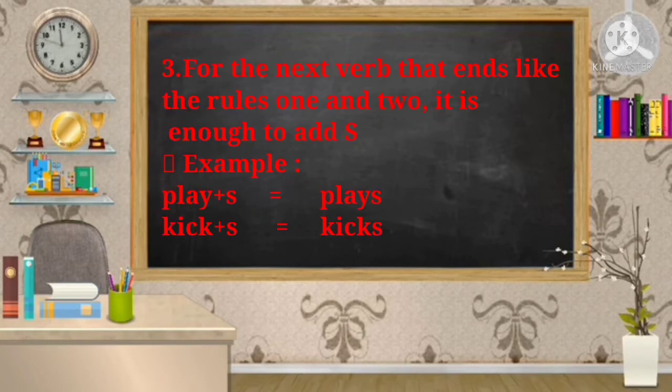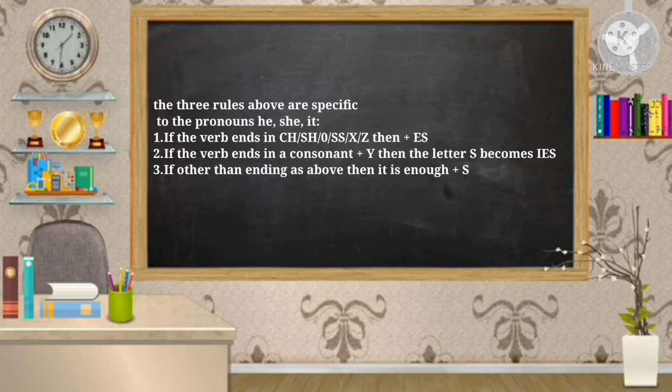The next rule is for verbs other than those ending as described, where we simply add S. For example, play with additional s becomes plays. Kick with additional s becomes kicks. These rules are specifically for those who use the pronouns he, she, it.